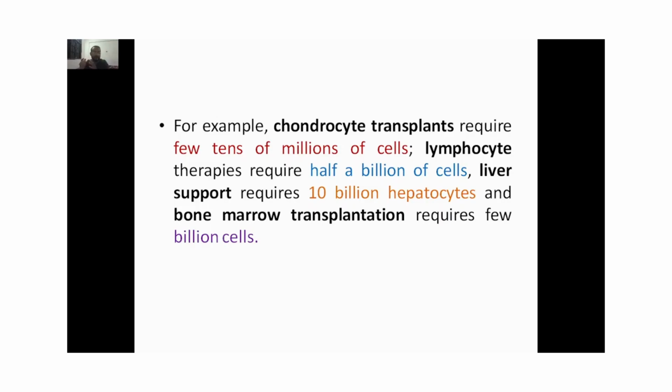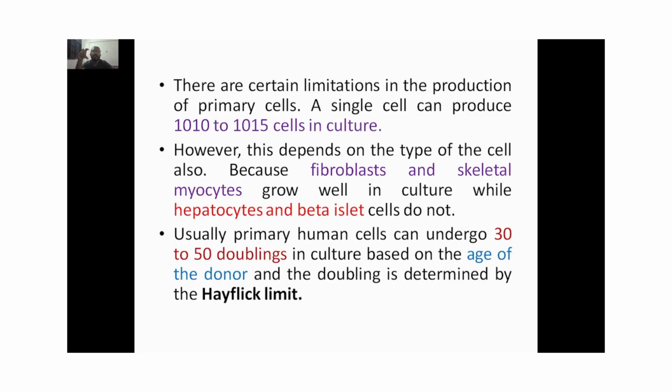Now there are certain limitations in the production of primary cells. For example, a single cell can produce 10^10 to 10^15 cells in culture. However, this depends on the type of cells you are going to use, because fibroblasts and skeletal myocytes grow well in culture, while hepatocytes and beta islets still do not grow well in culture. Usually primary human cells can undergo 30 to 50 doublings, that means 30 to 50 times they will double in culture, based on the age of the donor.